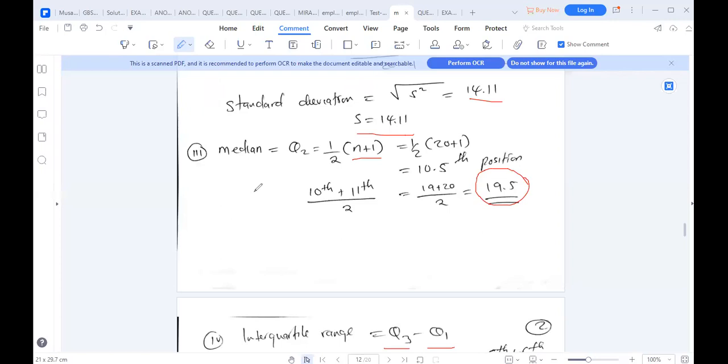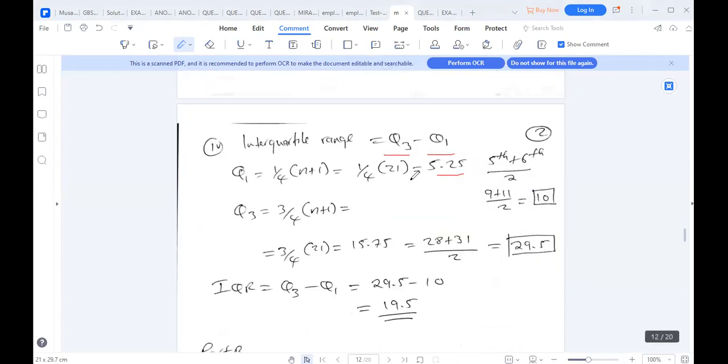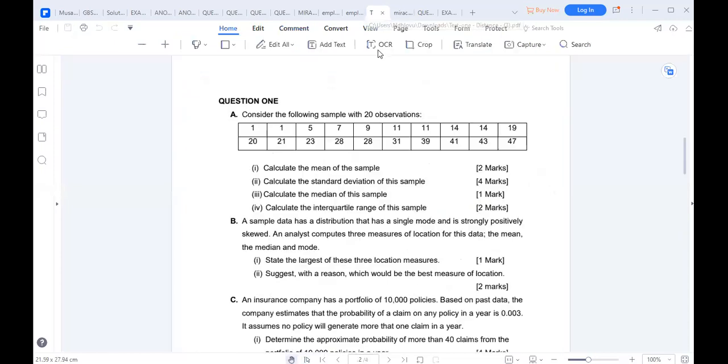So we found 10.5, so the 10th and the 11th divided by 2. So 19 and 20 divided by 2, we get 19.5. For the interquartile range, a quarter of 21 is 5.25. So it's the 5th and the 6th divided by 2. So 9 plus 11, which is 20 divided by 2, we get 10. Then 3/4 of n plus 1 is 15.75. So it's the 15th and the 16th divided by 2. The 15th number was 28 and the 16th number was 31 according to this.